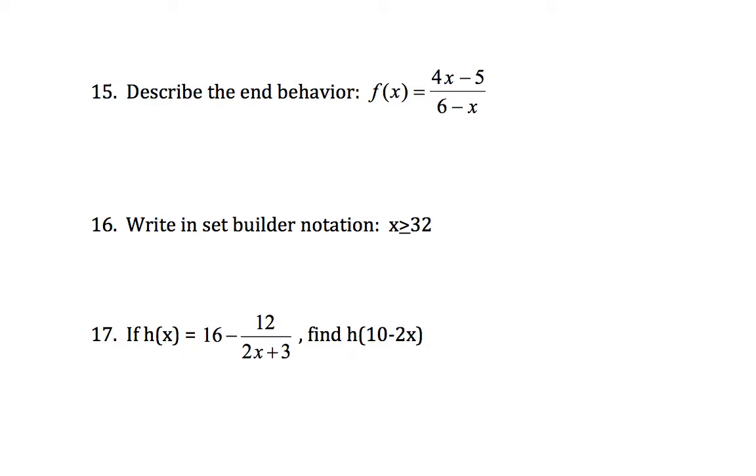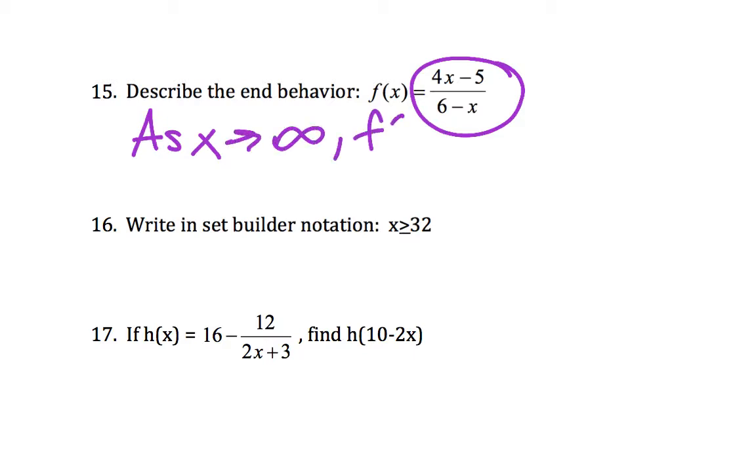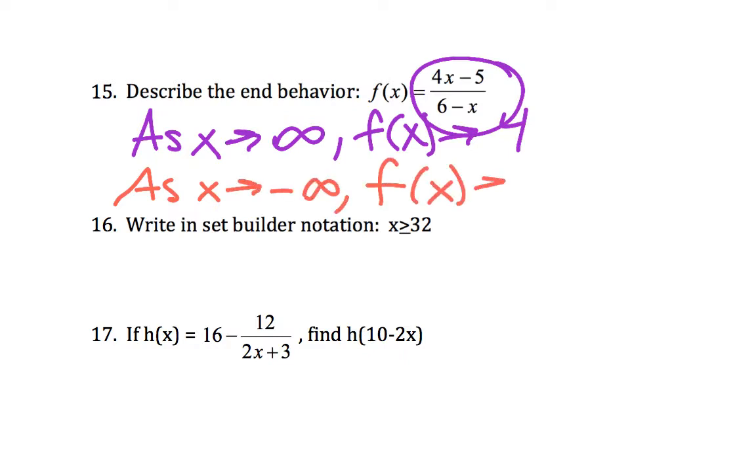Number 15, the end behavior. So if I look at this one and I graph it, I see that as x goes to positive infinity, the function is leveling off. It's actually leveling off at the number 4. And then as x goes to negative infinity, it's leveling off over there as well, and it's leveling off at 4.